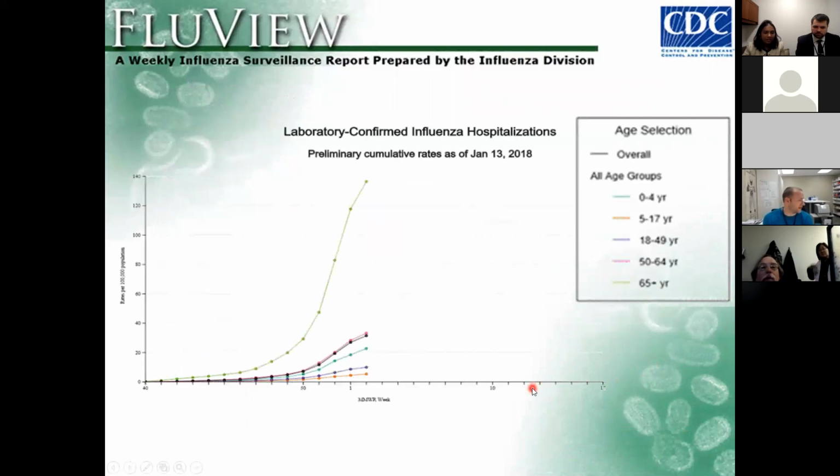And this graph kind of nicely shows throughout US who's getting admitted mostly to the hospitals with influenza being confirmed. And if you can see, over the age of 65 have the highest rate of in-hospital admissions in all the age groups.